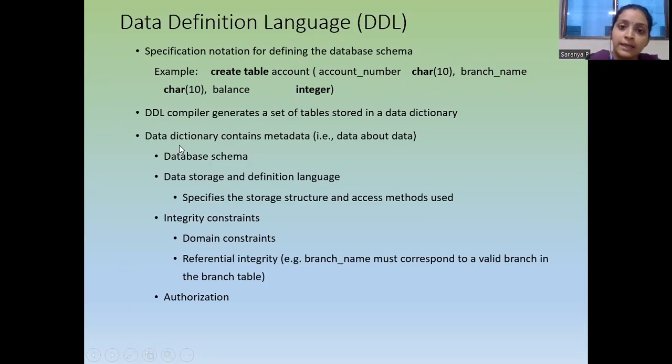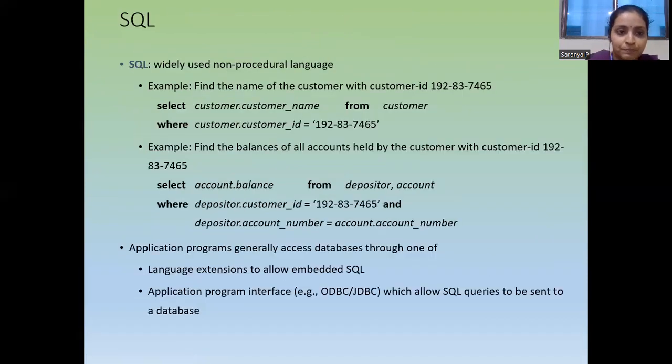Like it stores data about the data, like metadata. When you are creating database relations, the database has its own characteristics: the schema structure, the language used, the integrity constraints which are specified, and then referential integrity with respect to the table, authorization rules. Everything will be mentioned in the data dictionary. If you want to create a data dictionary, DDL commands are used.